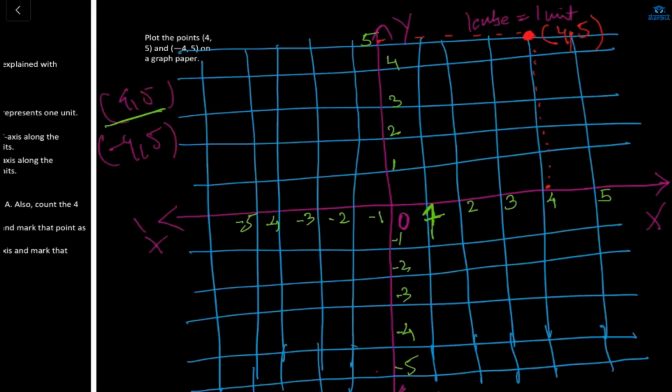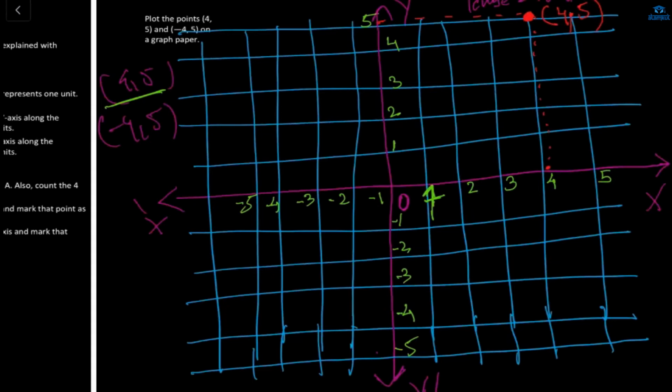Now, similarly, (-4, 5). Now, for -4, x is negative and 5 is positive. That means this point will lie in the second quadrant. Everybody, now we have to plot the point in the second quadrant. This is -4, and 5. This is the point (-4, 5). You can mark it as P and Q or R and S.